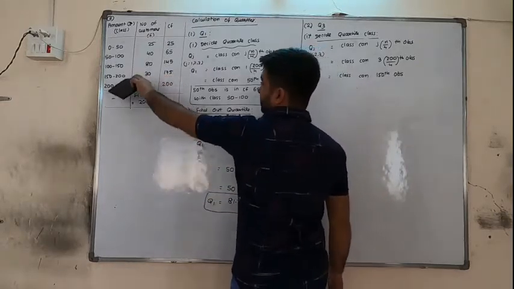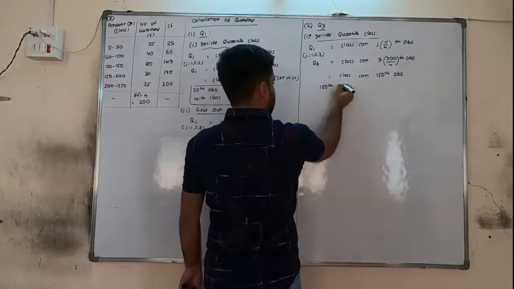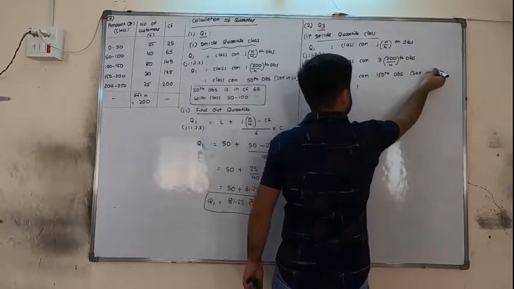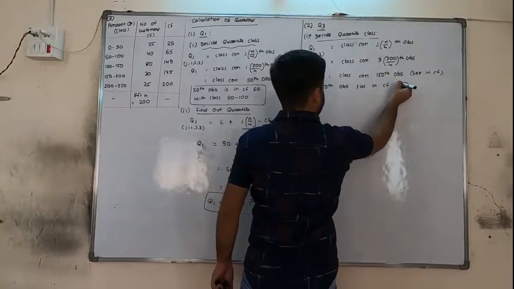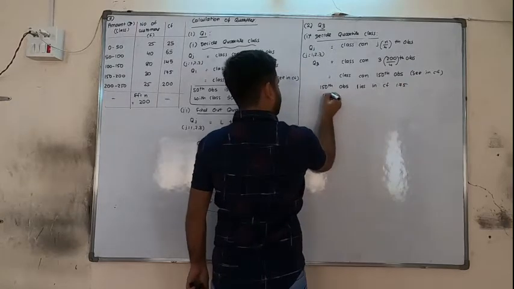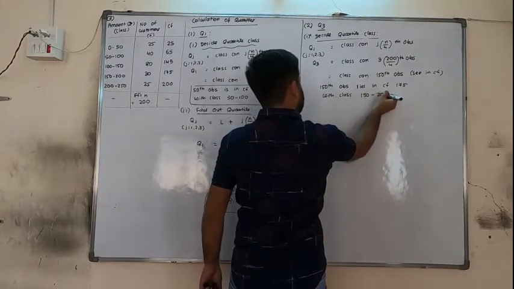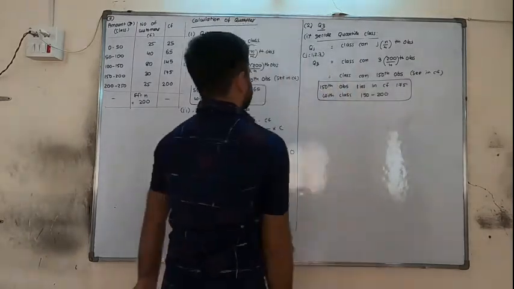Now this 150th observation is in 150 to 200. The 150th observation, see in CF, lies in CF 175 with class 150 to 200.